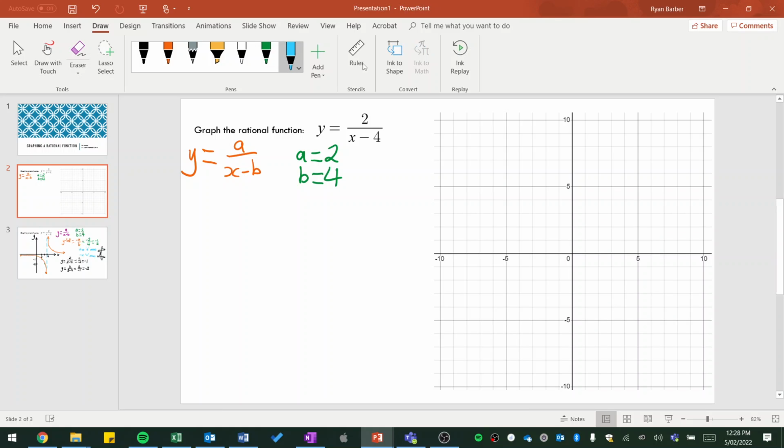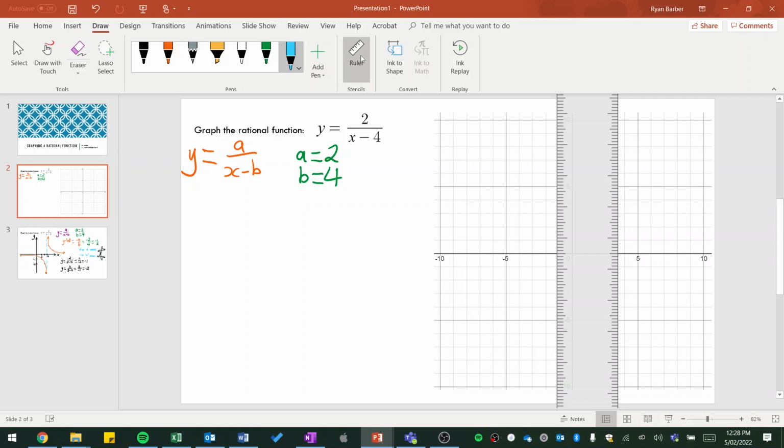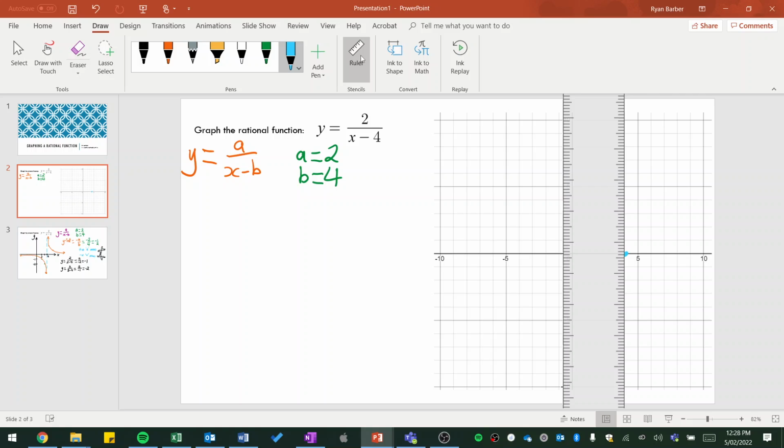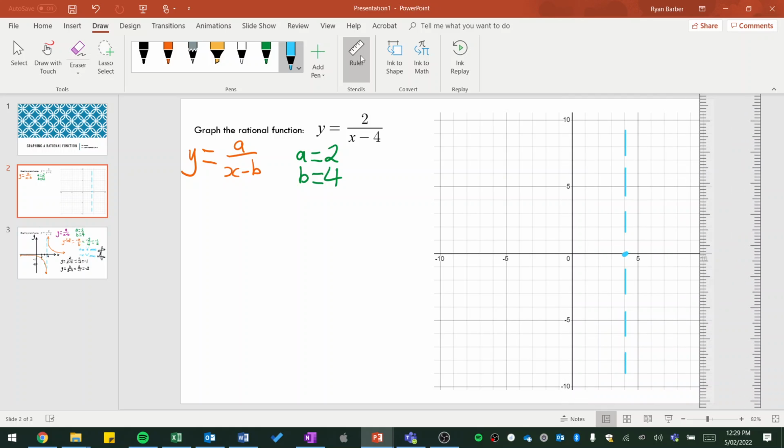Next thing we're going to do is, straight off the bat, draw an asymptote, a vertical asymptote, at x is equal to b. So along the x-axis, we're going to find the point where x is equal to b, which is at 4. I'm going to put my ruler there and draw a nice big dotted line. That is going to represent that we do not have any values of y that satisfy x is equal to b, because that will be undefined, because we cannot divide by 0.